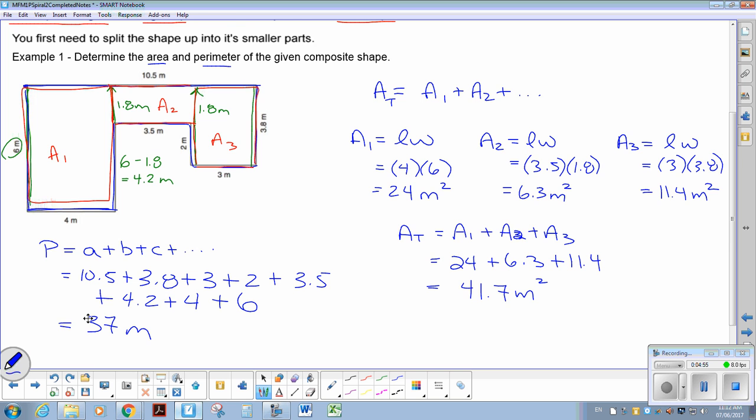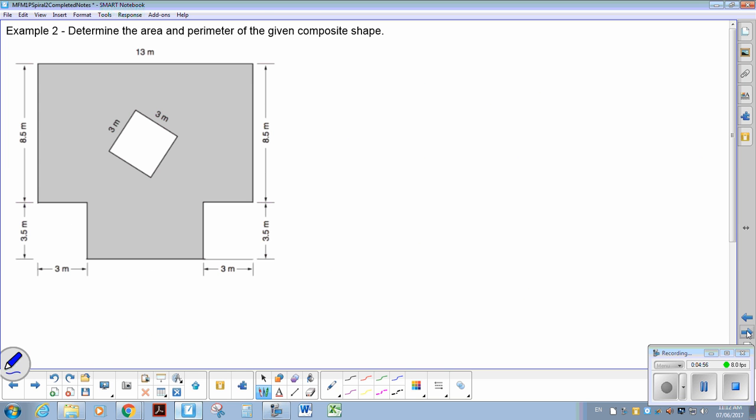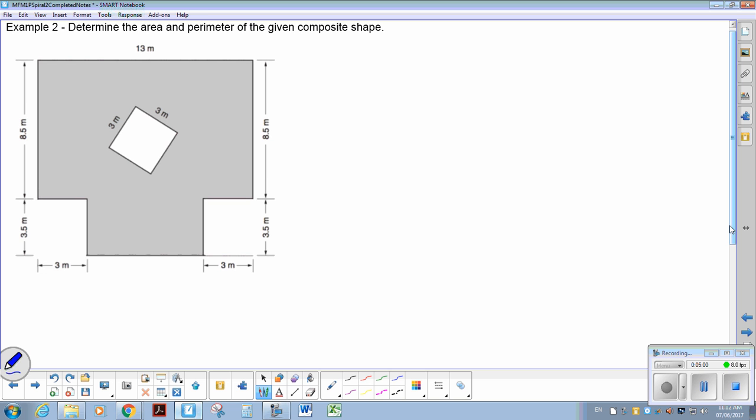Next, more complicated shape. So we want to find the area. So what's happened is we've got this gray area, and we need to get rid of this area here, which is being cut out when we go do the area. But let's start with perimeter first. So perimeter is A plus B plus C dot dot dot. So what is our perimeter?